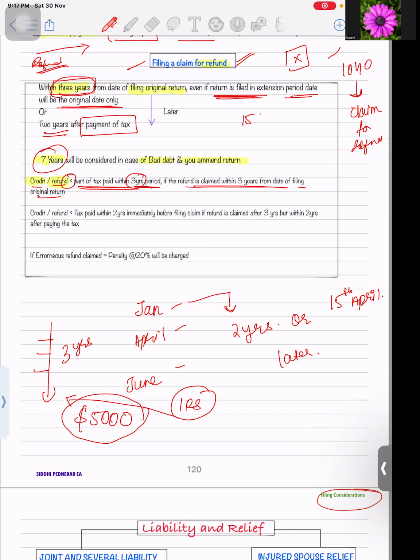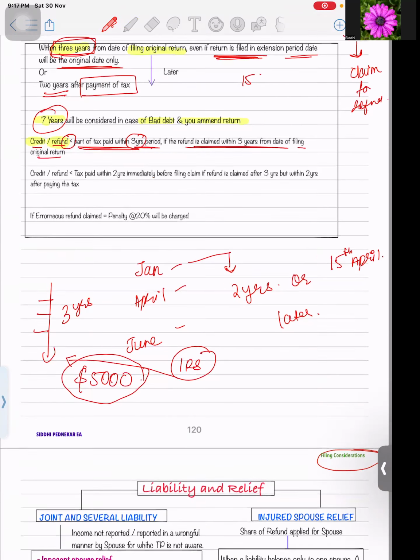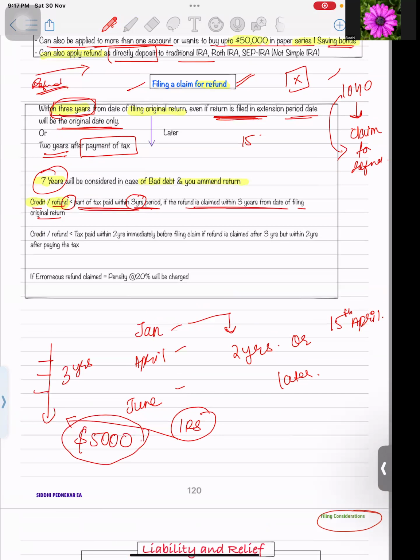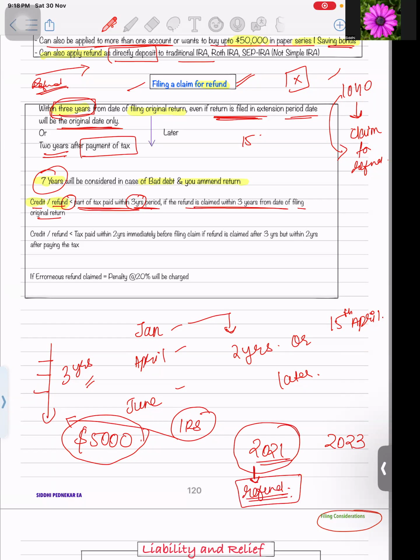So that's why in practical life, as soon as you file your 1040 return, just the next day or within 1 week, they file a claim for refund. They do not delay it by 3 or 4 years. This scenario will only come when you're filing an amended return. Let's say you are amending a 2021 tax return in 2023. Now, due to this amendment, you are getting a refund amount. For claiming this refund, you have to file a separate claim for refund.